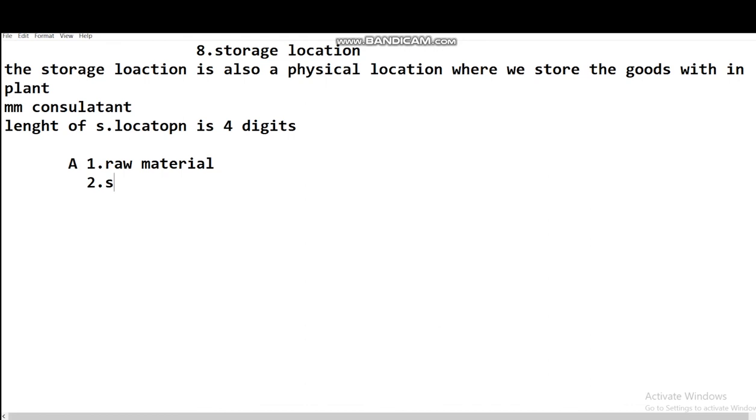And the next one, semi-finished goods. In this we will place the semi-finished goods. So not completely finished, we will store the semi-finished goods. And the next one is finished goods 1, FG1, finished goods 1 storage location. And the next one is finished goods 2 storage location. And the next one is return storage location.